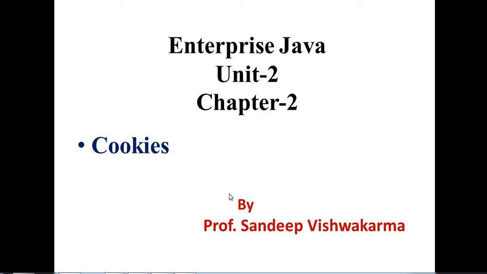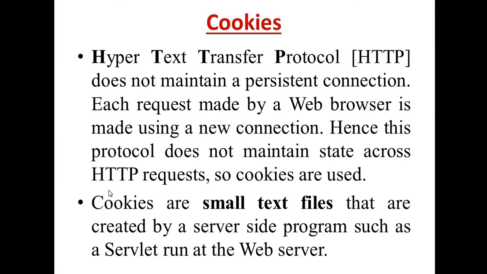In this video we'll see Enterprise Java Unit 2, Chapter 2, which covers cookies, where we'll see what the different types of cookies are, what the different parameters are, how cookies work, and also a program based on cookies. So let's start with Chapter 2 of Unit 2.